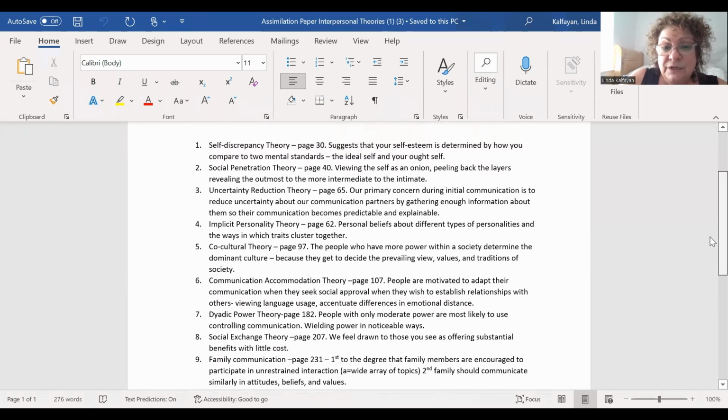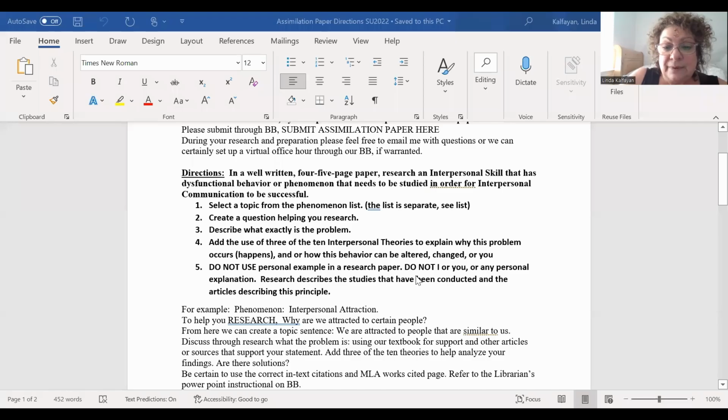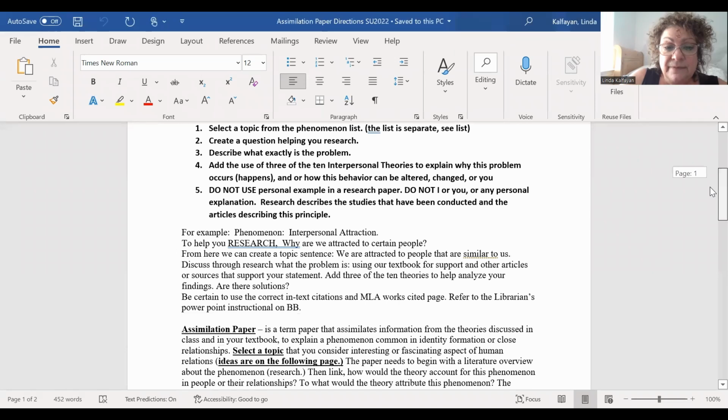You're going to pick 3 of these theories because it's assimilating the information. This paper is assimilating the information from your textbook into your research. So for example, we're going to go back to the directions, and then I'll go back to number 5. If I picked the phenomena of interpersonal attraction to help you research, why are we attracted to certain people? So that's going to help you research.